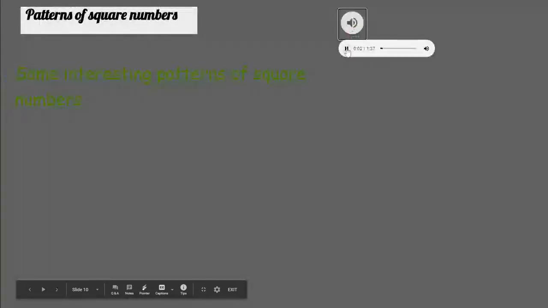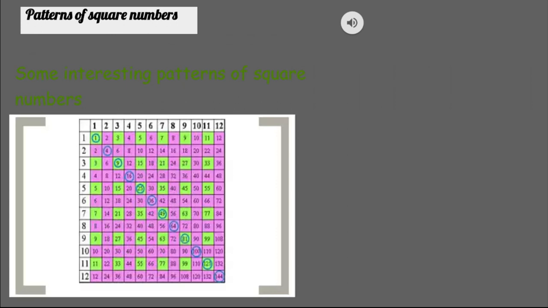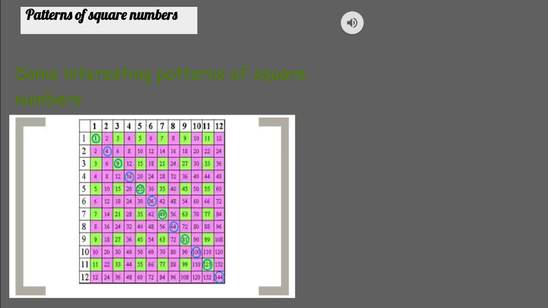Next point is patterns of square numbers. Some interesting patterns of square numbers you can see here. First one is a multiplication table. Here one crossed line is there that circles the numbers. Can you see? These all numbers are square numbers. See 1, 4, 9, 16, 25, 36, 49, 64, 81, 100, 121, 144, and so on. So this is one important pattern of the multiplication table that gives the square numbers.